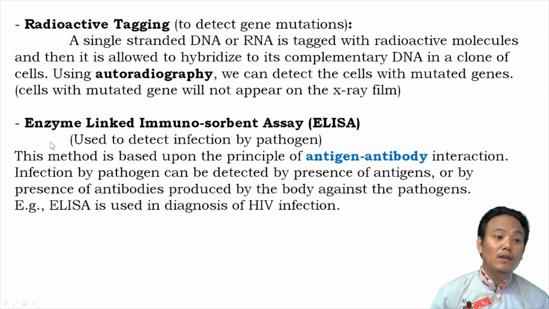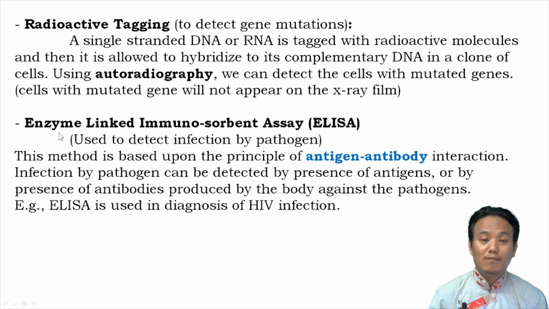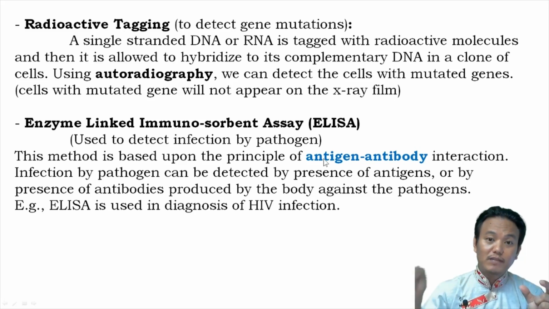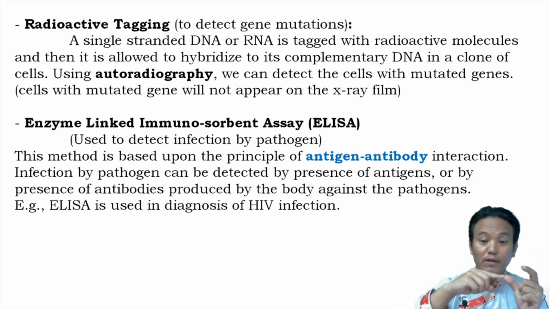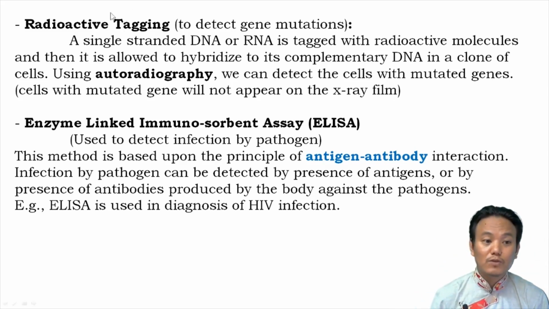Next we have the enzyme linked immunosorbent assay method, or ELISA method. It is used to detect infection by pathogens. The method is based upon the principle of antigen antibody interaction. Remember, antigen antibody interaction is very specific. An antibody is the Y-shaped molecule produced by B cells. A particular antigen will always be attacked by a particular antibody. So the antigen antibody interaction is quite specific, and enzyme linked immunosorbent assay is based upon this specificity of antigen antibody interaction.